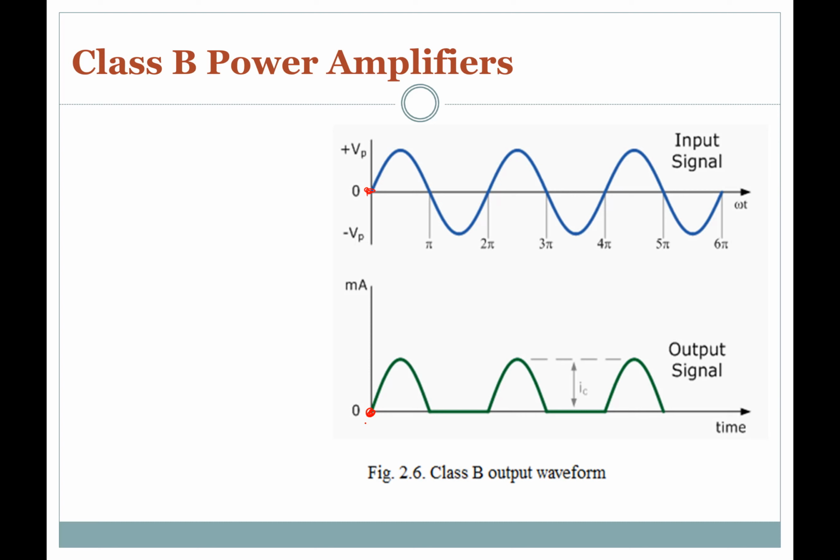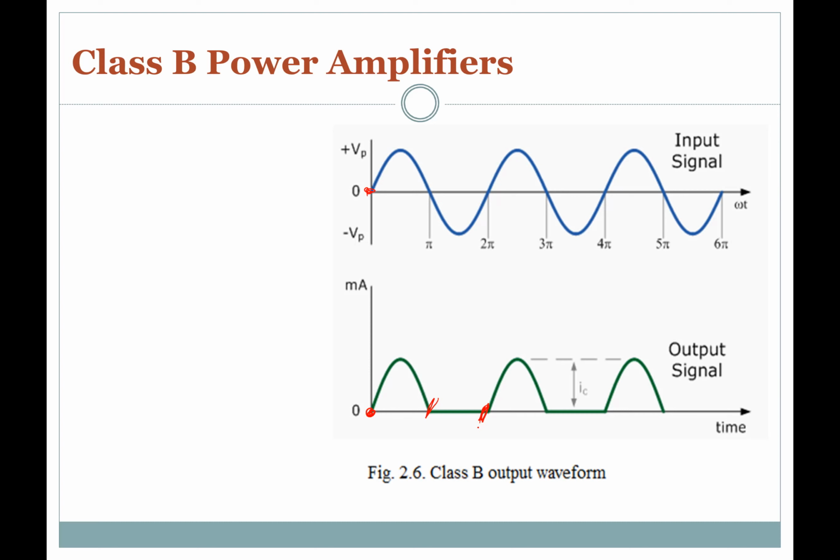The operating point is selected at collector cutoff voltage because of the total absence of the negative half cycle from the output signal. So if you observe from here, there is no output at the negative half cycle of the output signal. And signal distortion at this point is very, very high.